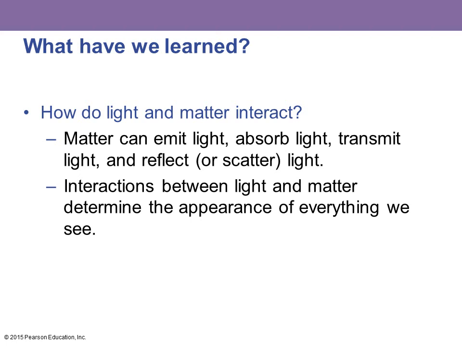How do they interact? Well, matter can emit light, absorb light, transmit light, and reflect or scatter light. And the interactions between light and matter determine the appearance of everything we see. Remember, we can't see something unless that particular wavelength of light hits our eyes. If it's absorbed, we don't see it. If it's reflected, we see it. So any color that we might see in clothing or out in nature somewhere is a direct relationship to what that material has been able to reflect and what it absorbs.